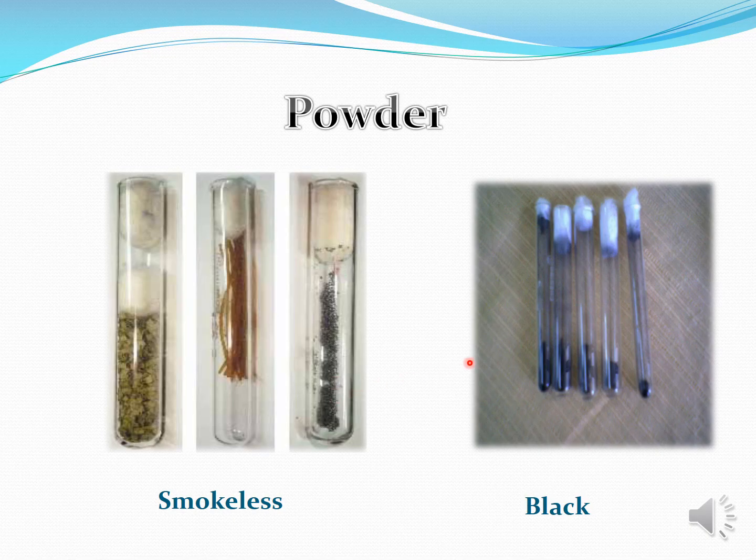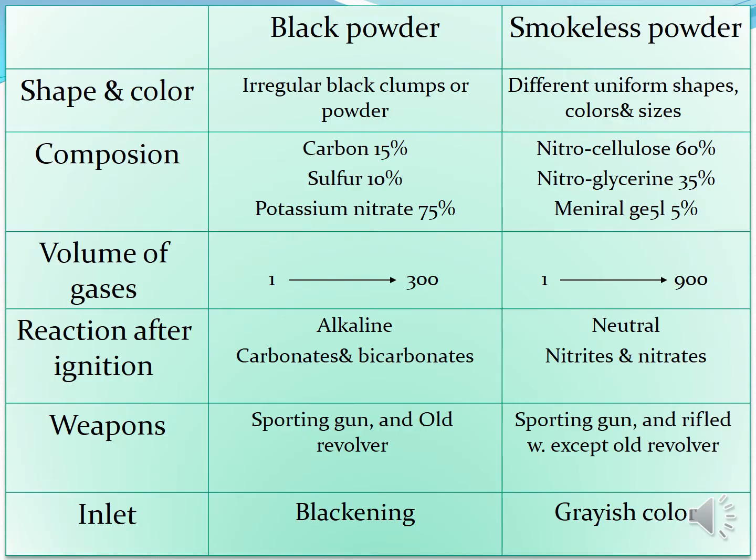What is the difference between the black powder and smokeless powder? Black powder causes blackening of the test tube and the cotton covering the lip of the tube. But the smokeless powder does not cause blackening of the test tube. What is the difference between the black powder and the smokeless powder?